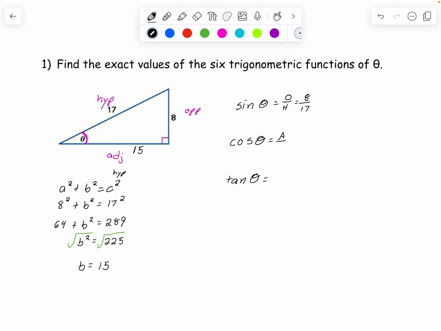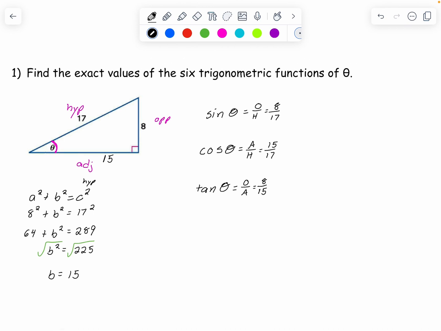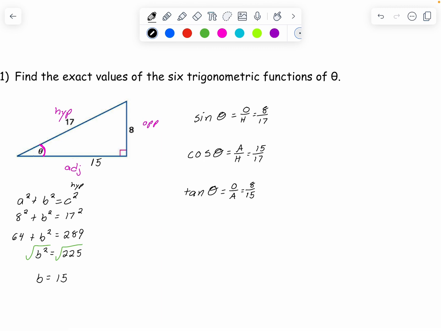Then cosine I know is adjacent over hypotenuse. So we found that the adjacent was 15, our hypotenuse is 17, and again, that fraction cannot be simplified, so we move on. Then tangent is opposite over adjacent. So the opposite side is 8, the adjacent side is 15, and again, that fraction cannot be simplified, so we move on. So we have our main three.